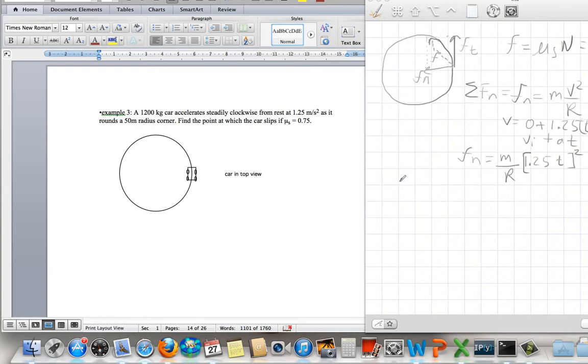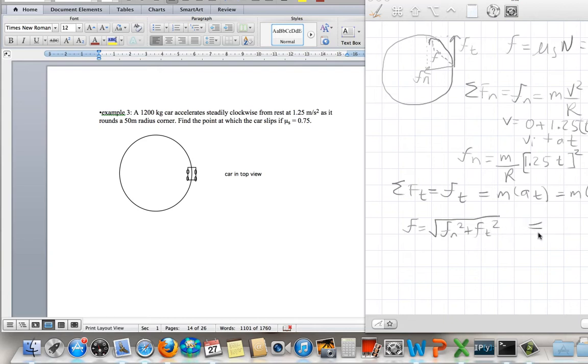Let's consider the tangential dynamics. In the tangential direction perpendicular to the circle, we just have the tangential component of friction. That's got to equal the mass times the tangential acceleration. The tangential acceleration is the 1.25 meters per second squared of changing speed acceleration. So now we know the tangential and normal, so we can now write an expression for the total friction. It will just be the resultant of normal and tangential friction.